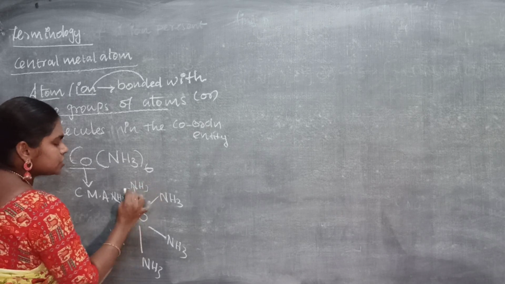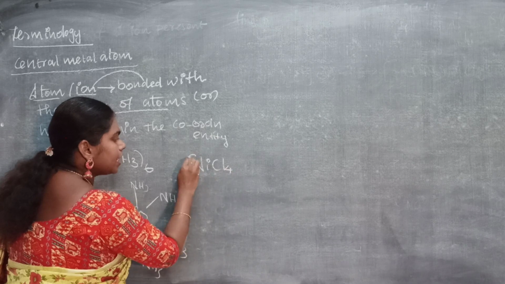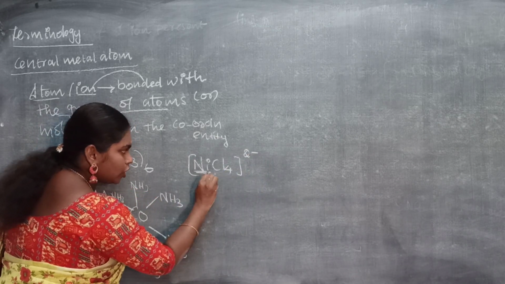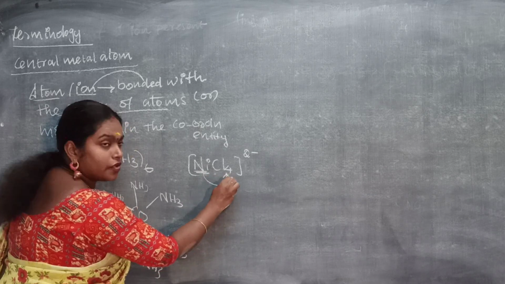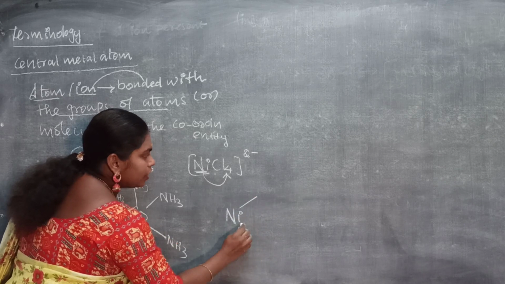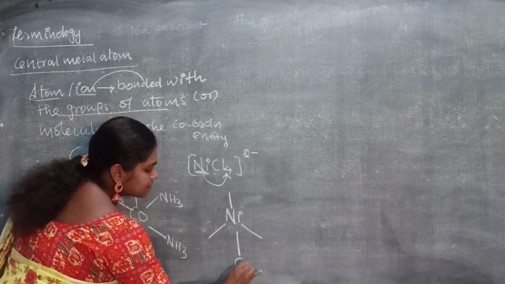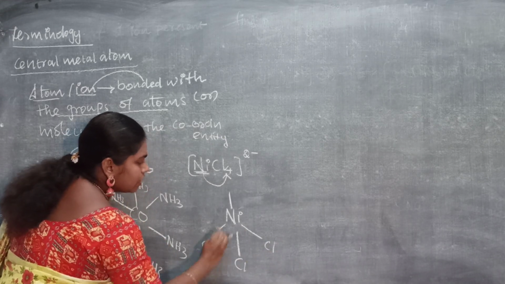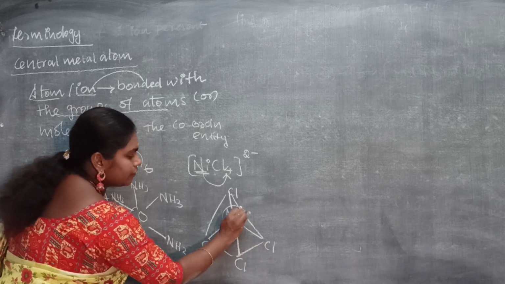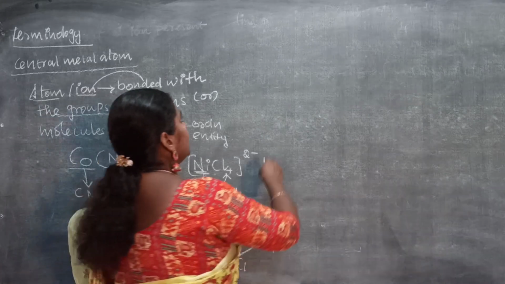Another example, nickel tetrachloride, 2 minus. This is the atom or ion that is bonded with the group of atoms. With nickel as the center, it is bonded with the group of atoms, Cl. So nickel will be the central metal atom. Okay, then the next one, ligand.